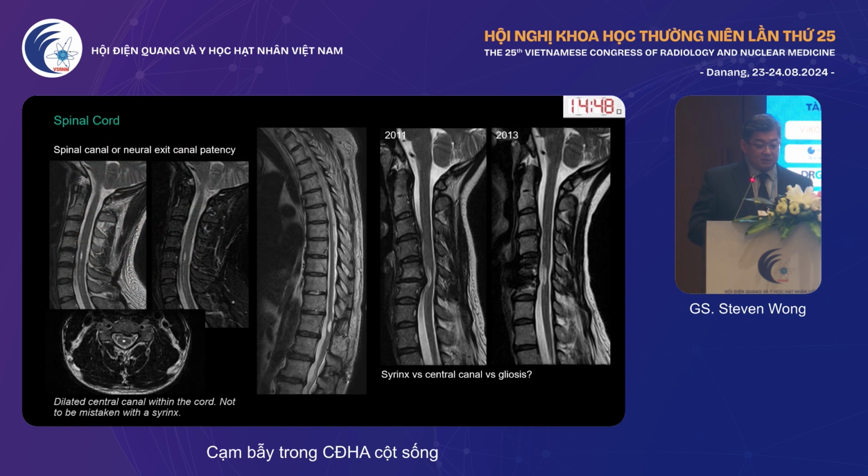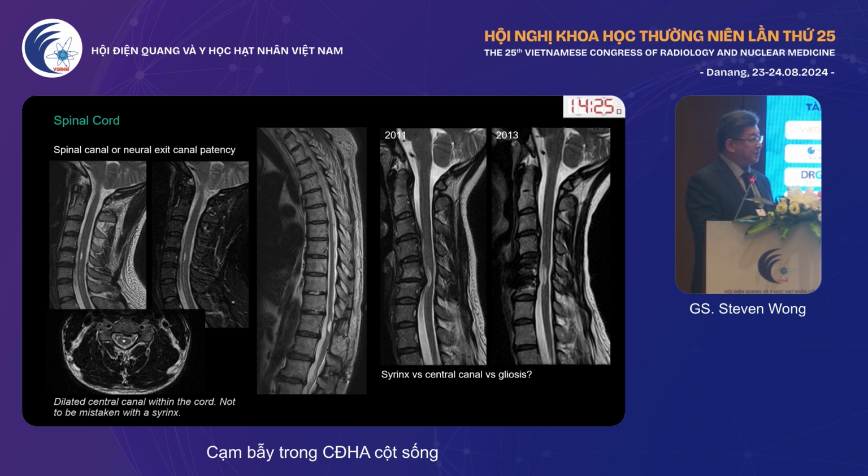Right, let's go to the spinal cord. Spinal cord can have a lot of problems, right? But sometimes it's normal, right? So if you see this, and you do a contrast study, contrast MR, you will see that this doesn't enhance. It's likely to be a normal central canal, a little bit dilated. Don't call it a syrinx.